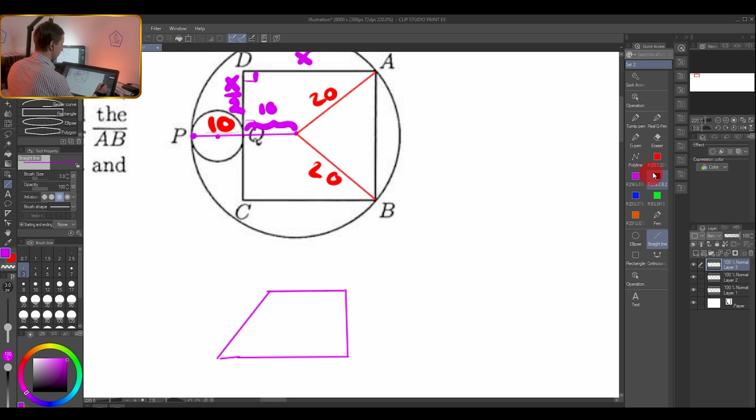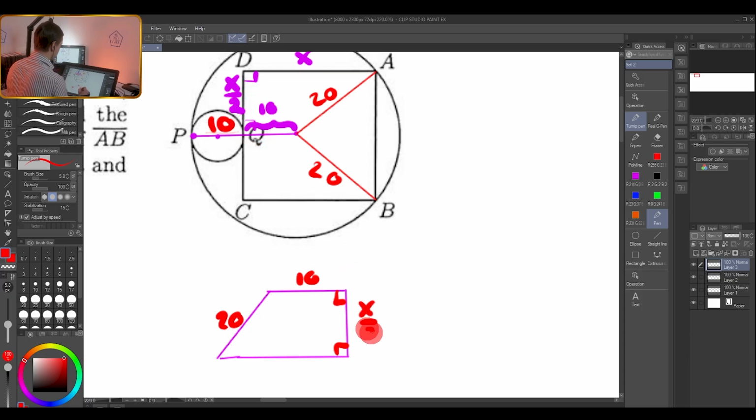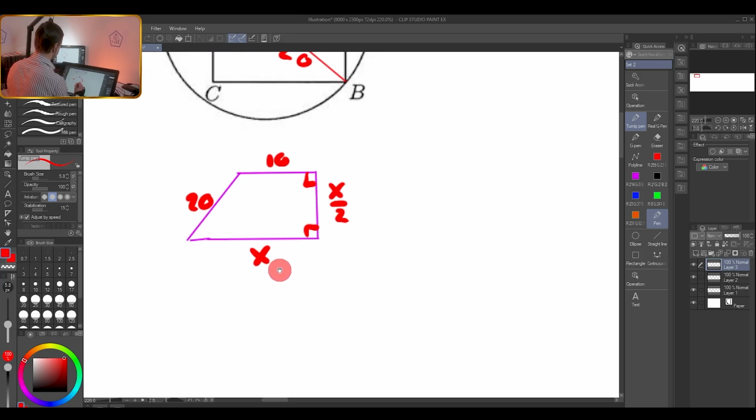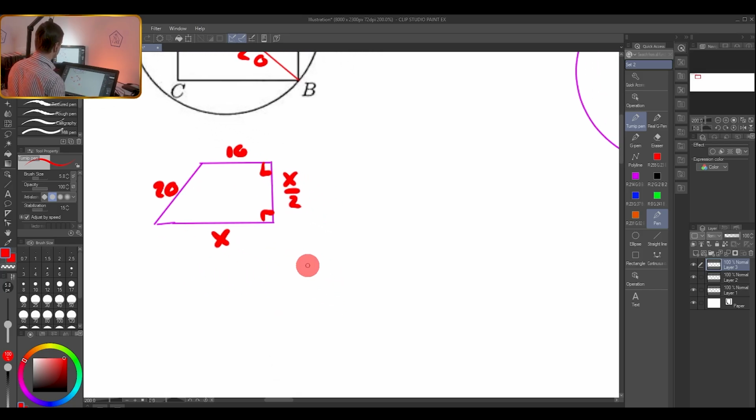So we have a trapezium that looks like this. So let me make 20 here. So this one is 10. I just like to draw it upside down, but the structure stays exactly the same. And this one is x over 2, and this one is x. So we have a picture like this. And from here, it's very obvious what we should do next.